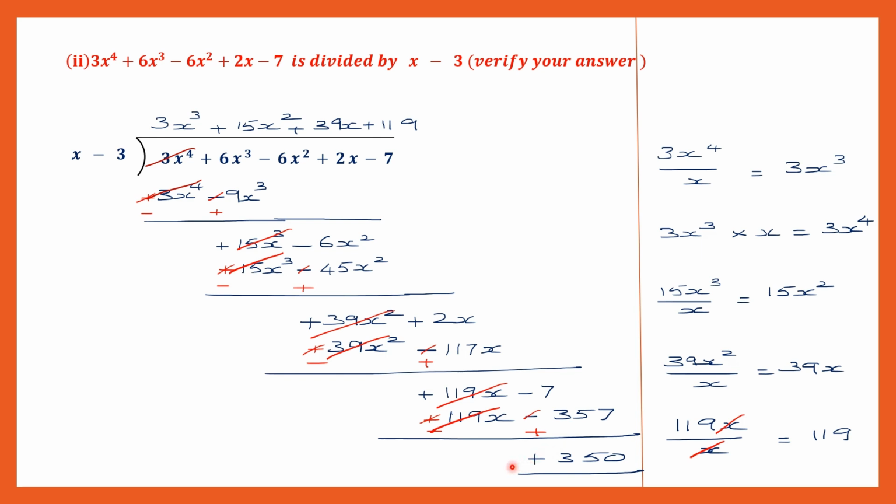Next, we have to verify our answer. So let's verify this answer. So now we're going to do the verification. Now how do we do it? We have to use this formula. Here the dividend should be equal to quotient into divisor plus remainder. That means the left hand side and the right hand side should be equal.